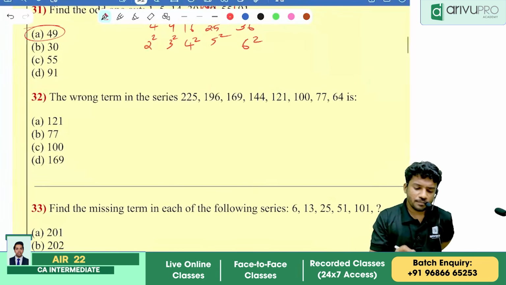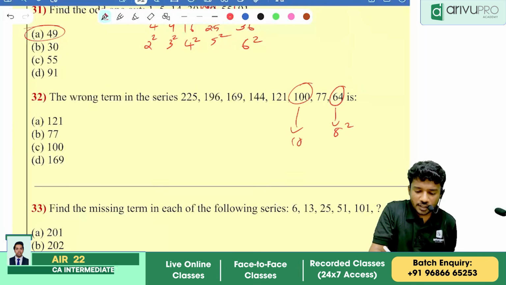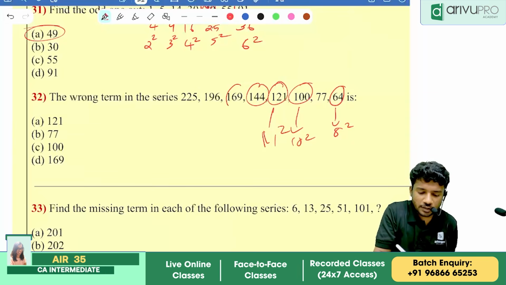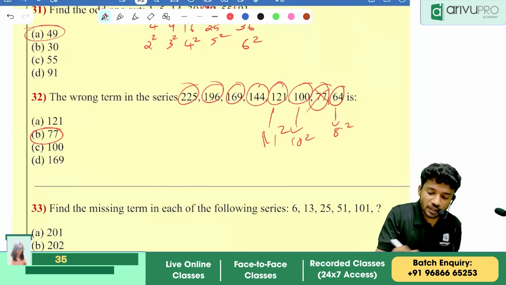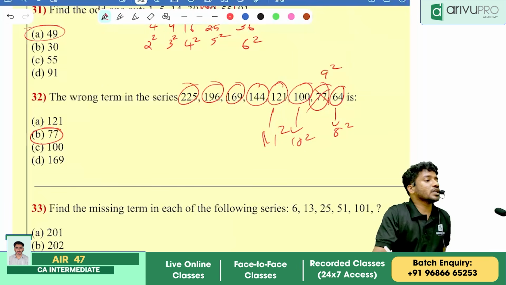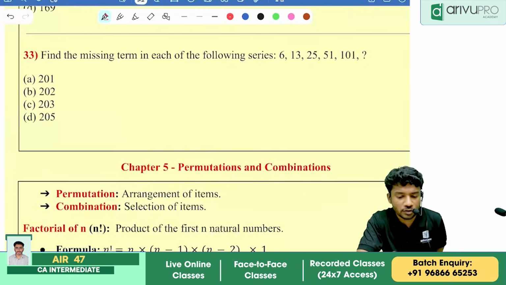Look at this. 64 is 8 square. 100 is 10 square, 11 square, then 12 square, 13 square, 14 square, 15 square. Who is the odd man? 77. It should have been 9 square, but there 77 is sitting.